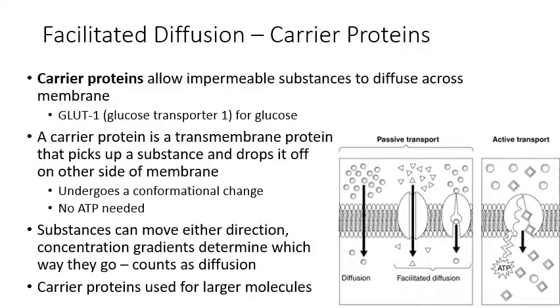So now we'll talk about the other type of protein that can be involved in facilitated diffusion, which is the carrier protein. So that's the one shown right here in the diagram. It is not just as simple as a hollow tube or a tunnel that allows substances to cross. It's a little bit more complicated, but it still allows things to cross the membrane by diffusion.